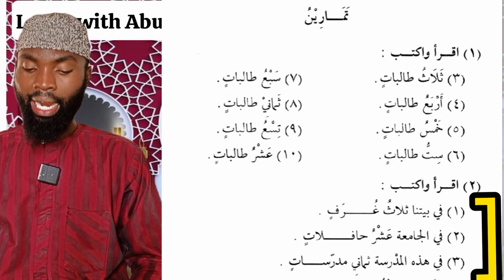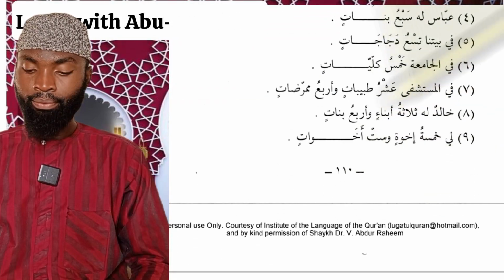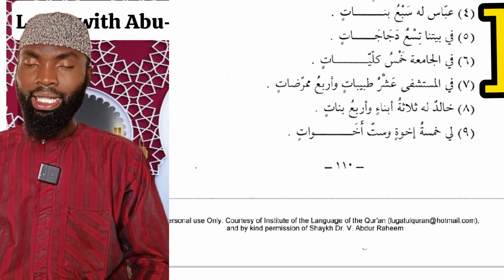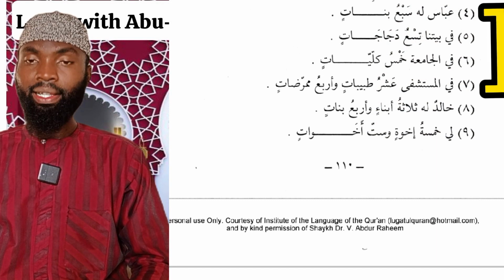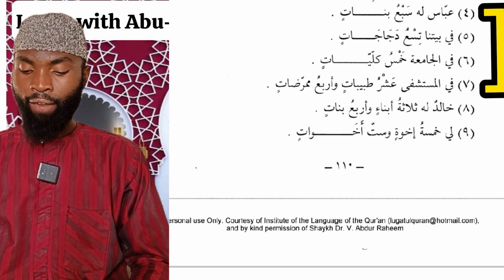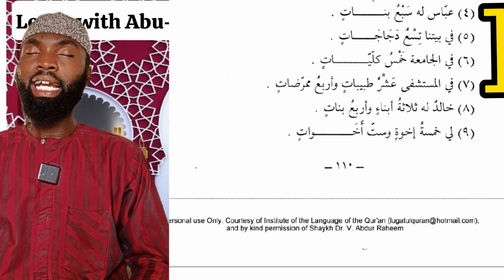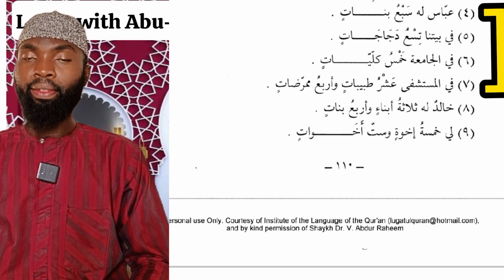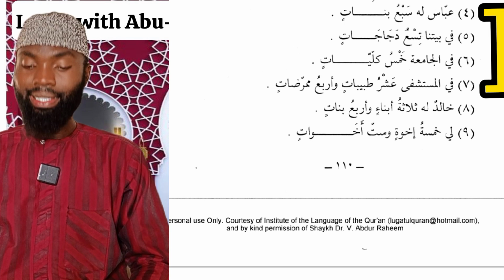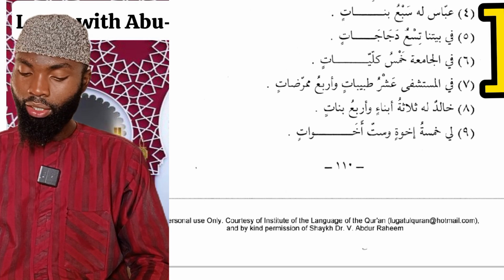Number 2, fil jami'ati ashuru hafilatin. In the university, there are 10 buses. Next, fi hadhihi al-madrasati thamani madrasatin mudarrisatin. In this school, there are 8 female teachers. Next, Abbasul lahu sab'u banatin. Abbas has 7 daughters. 5, fi baytina tis'u dajajatin. In our house, there are 9 hens, mashallah.